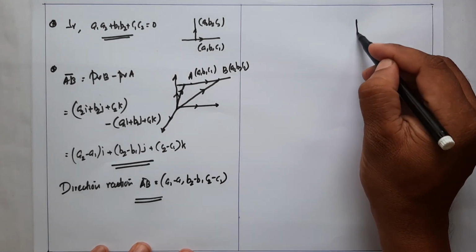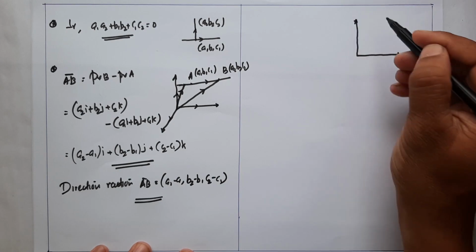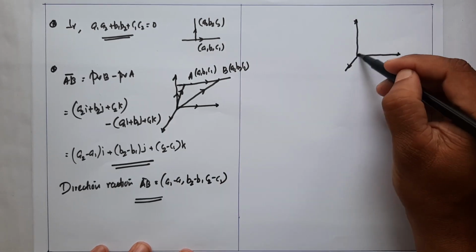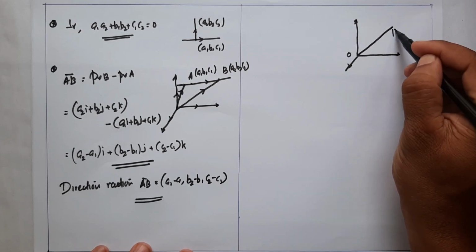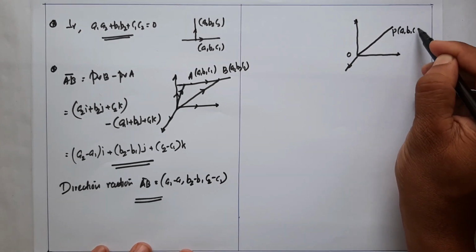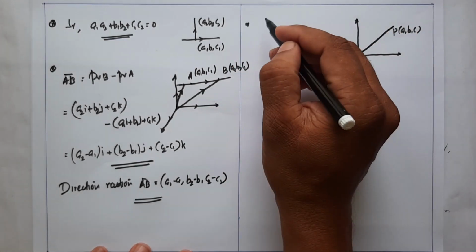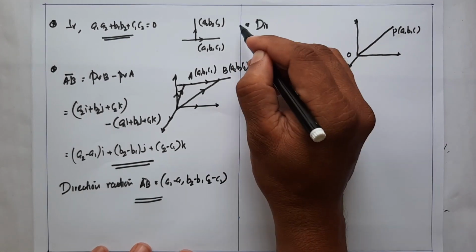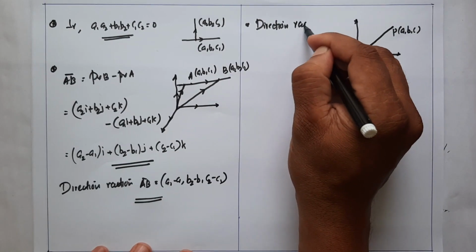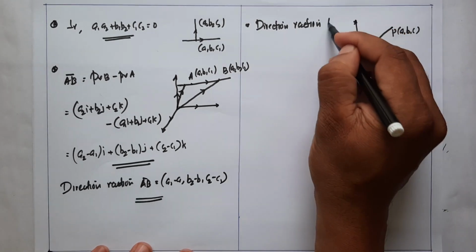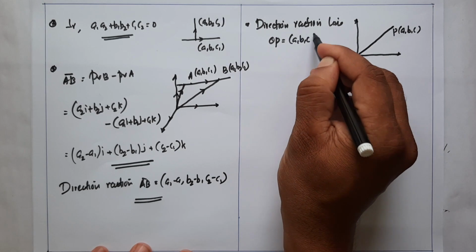But suppose in a three-dimensional space, you take a line. OP is a line through O and P. The coordinate of P is (a, b, c). Here, the direction ratio of the line OP is similar to the last vector concept. The direction ratio of the line OP is the same answer, a, b, c.